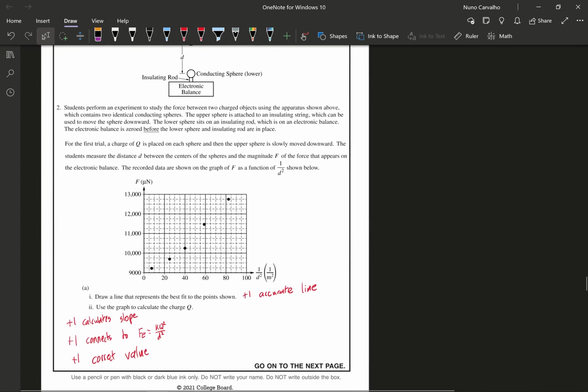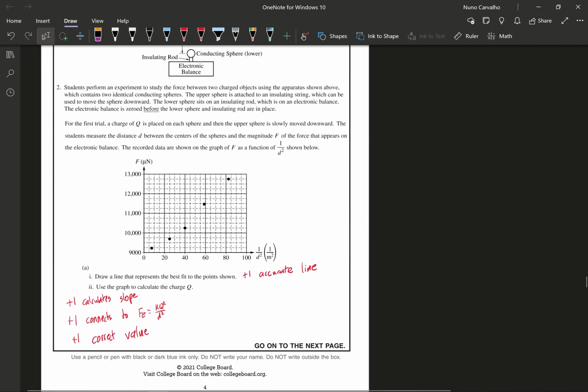Okay, for number two here, this is the experiment question. Starting with part A, part one, they're asking you to draw a line that represents the best fit. I think just as long as you have a line that goes approximately through every point, in the middle range between them, and isn't way above or way below, you'll get a point.